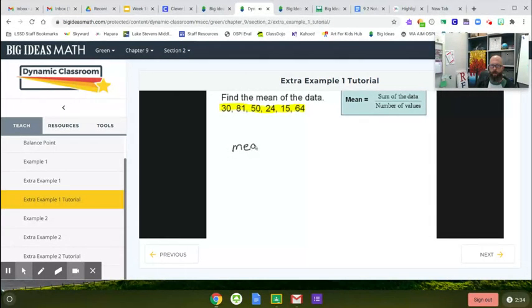The mean equals big long fraction bar to hold all those values. Write the sum of the values. 30 plus 81. Sorry, that's so boring. Plus 50 plus 24 plus 15 plus 64.